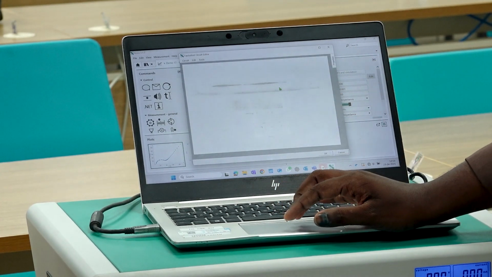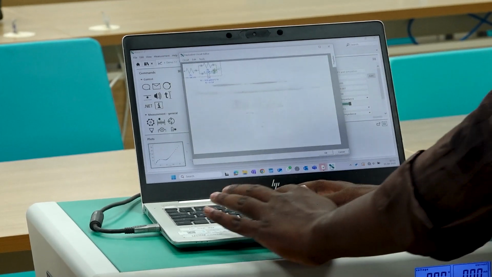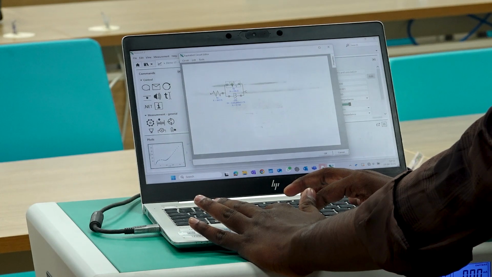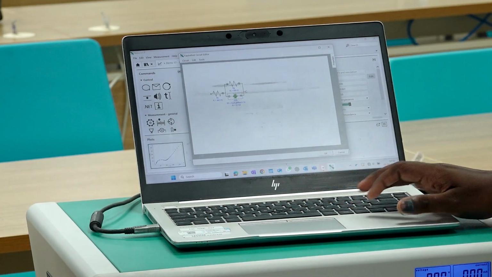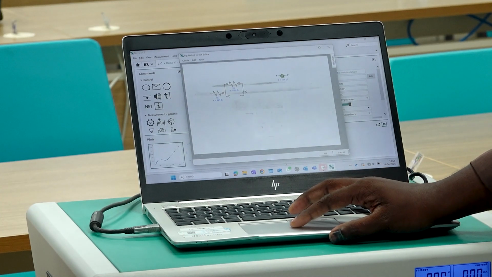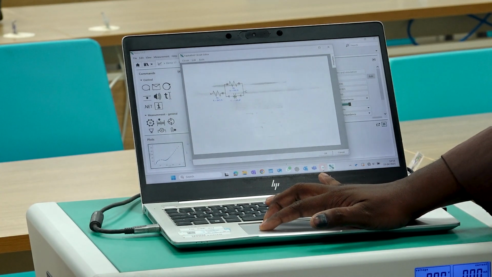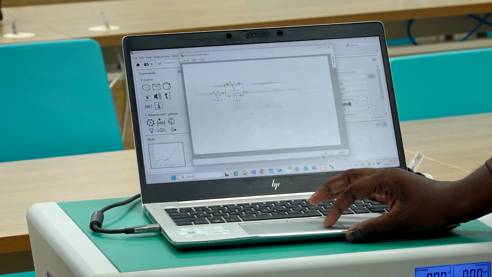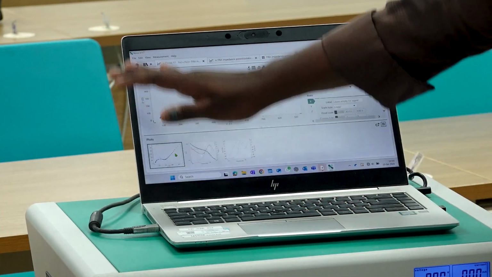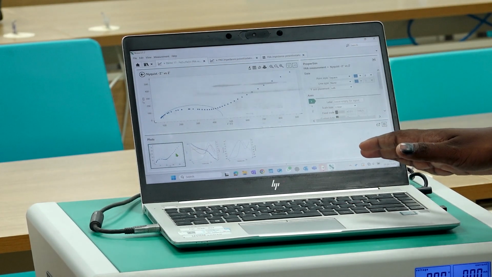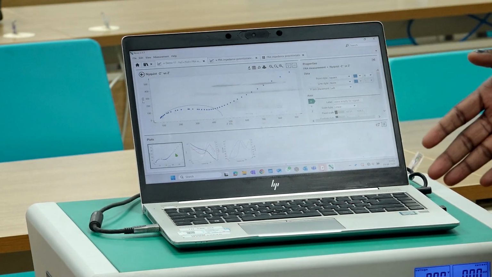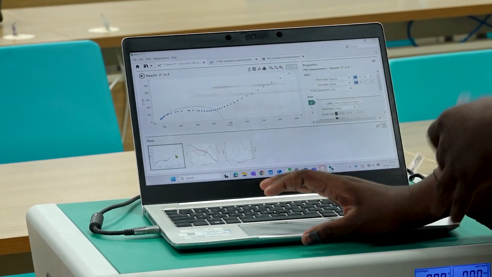So here what we have to do? Control V. So here you can see what's happening. If I give it without Warburg, what will happen? I am just giving it. Okay. So now you can see only the semicircle portion has come. So without adding the Warburg, we have just fitted half of the circuit, half of the graph only. So that's why we got this result. Okay.